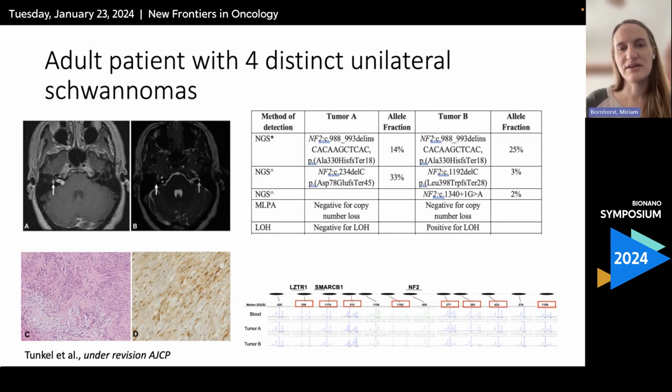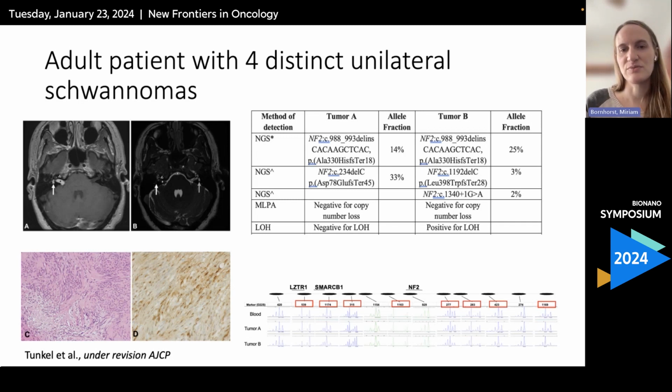And so when we did our initial NGS, MLPA and LOH testing, we found that tumor A and tumor B, so we had 2 of the tumors that were resected, had a shared NF2 mutation, which you can see at the top there with an allele fraction between 14 and 25%. And then they had distinct separate NF2 mutations.